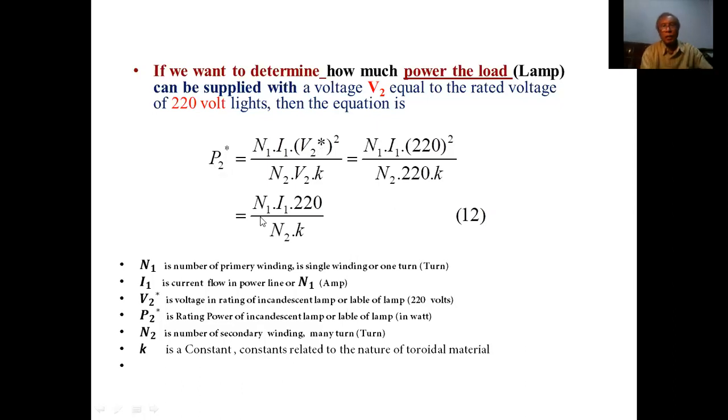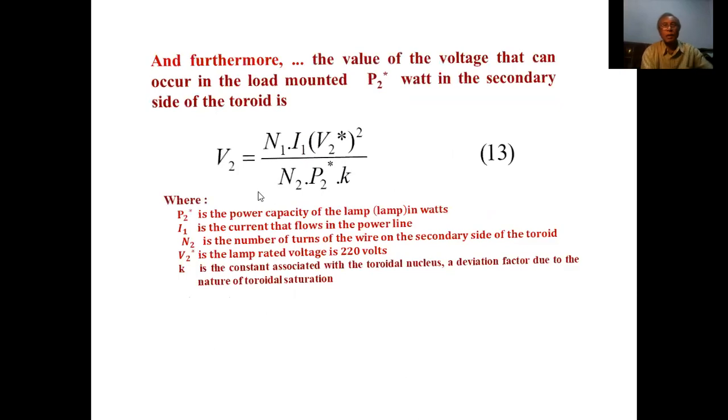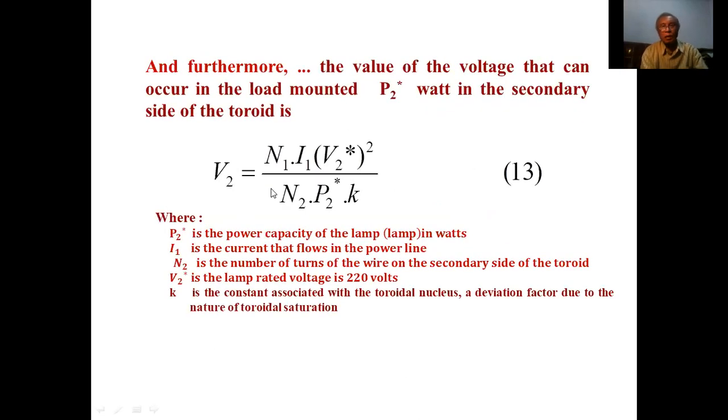P2* is dependent on I1, the current flowing in the power line, to light the 220 volt lamp. Next, the voltage that will occur in the lamp or the load depends on I1, the current flowing in the power line, and depends on the voltage capacity of the lamp and the power capacity of the lamp P2*.